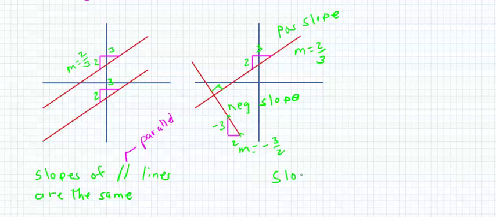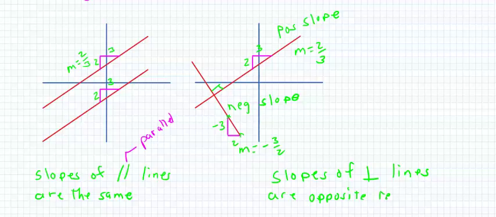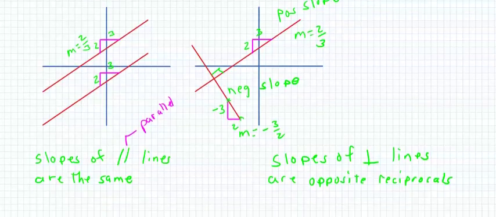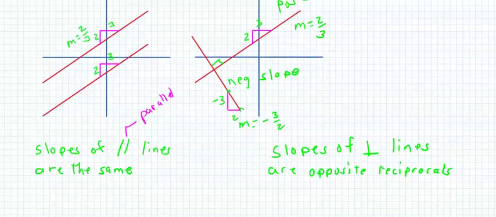So slopes of perpendicular lines, this means perpendicular lines are opposite reciprocals. One's going to be positive, one's going to be negative, unless they're vertical or horizontal. That'll be covered in a different video.